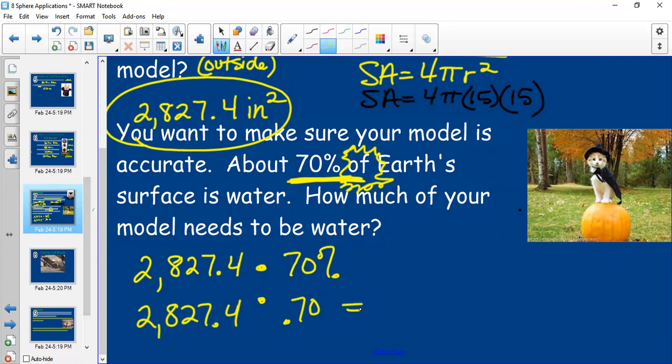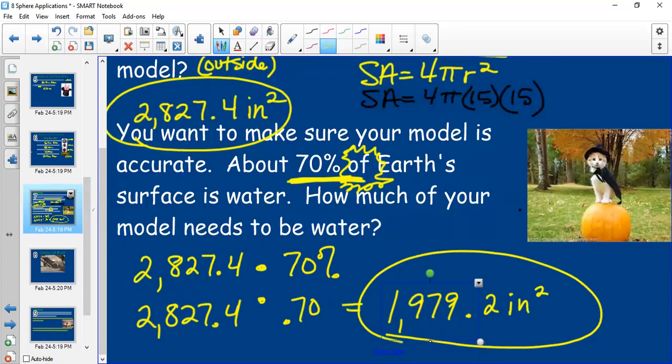So 2,827.4 times 0.7. So about 1,979.2 inches squared would need to be water.